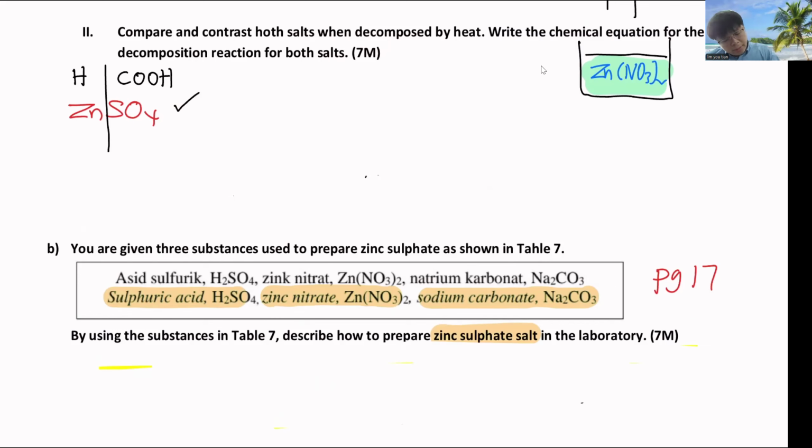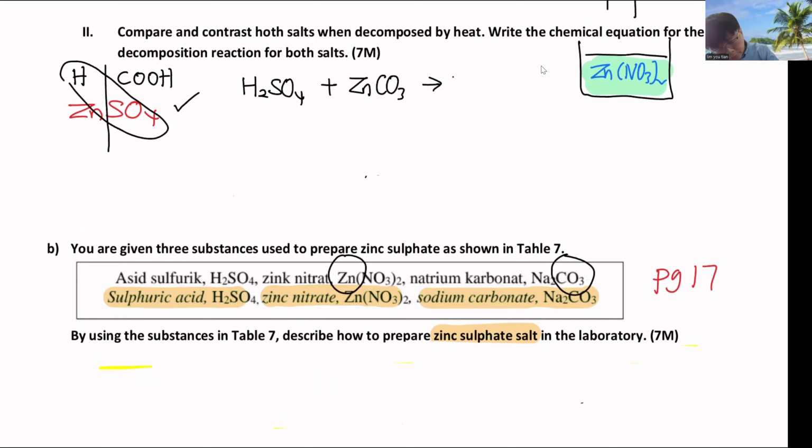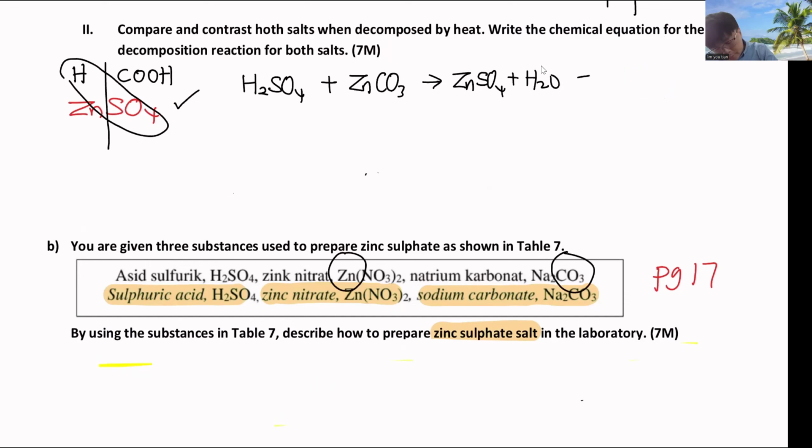So the first chemical needed will be H2SO4. This one, the first chemical needed will be the H2SO4 plus the zinc oxide, zinc carbonate. Because I can foresee that I'm going to be able to get a carbonate. So you will get your zinc sulfate plus H2O plus CO2.